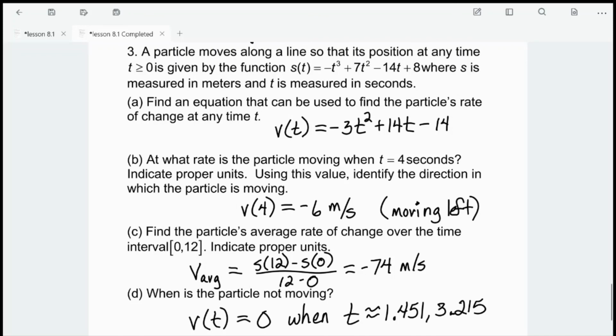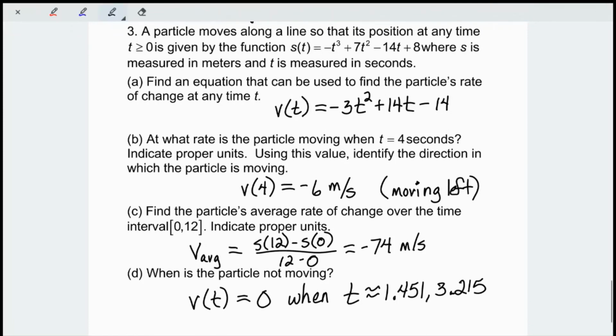Okay, part C, find the average rate of change. So again, average rate of change is just slope, essentially, change in position over change in time here. And we get negative 74 meters per second. And again, check your units there. Do they make sense? In the numerator here, I had positions, which are going to be meters. In the denominator down here, I had times. So I have meters per second, which is what I wanted for an average velocity.